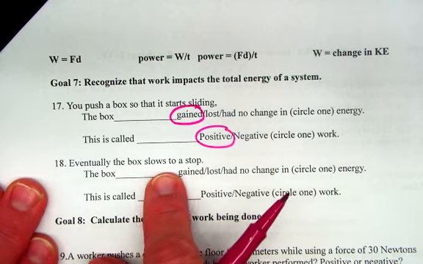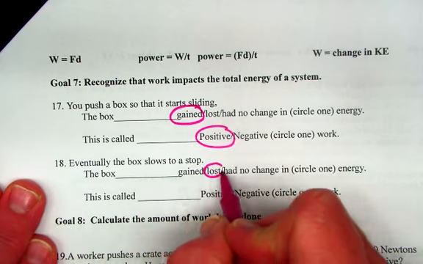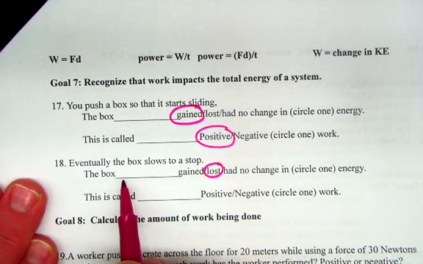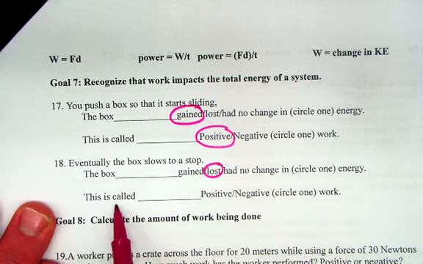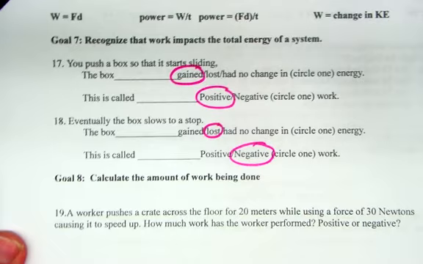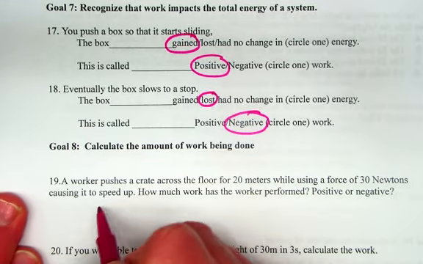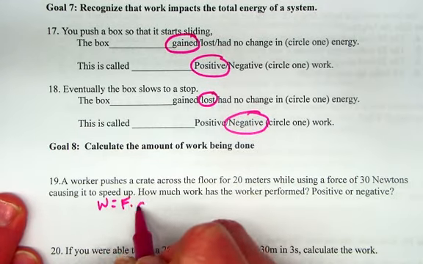Eventually the box slows to a stop. So in this case, the box is going to lose energy because it goes from moving to at rest. This is called negative work. How do you calculate work being done? You're going to need to use the equation work is force times distance.